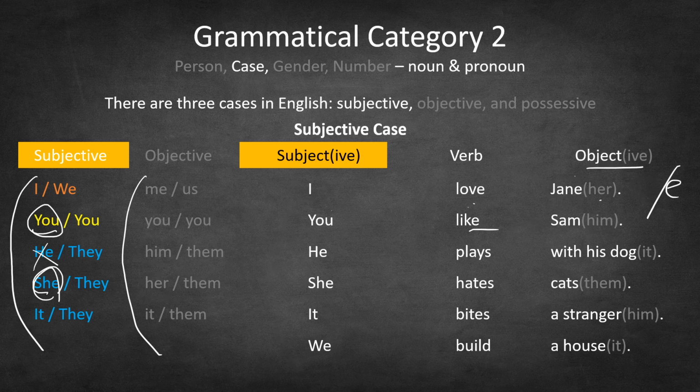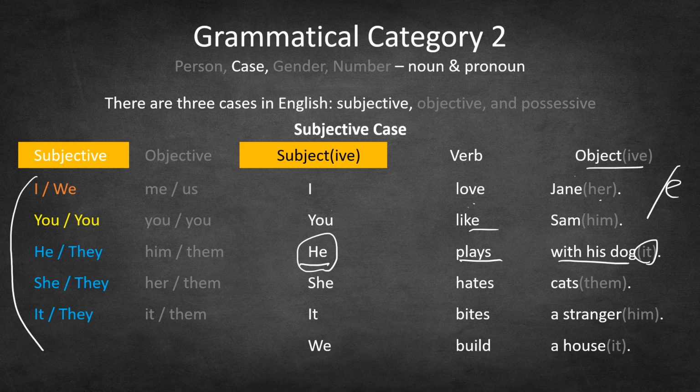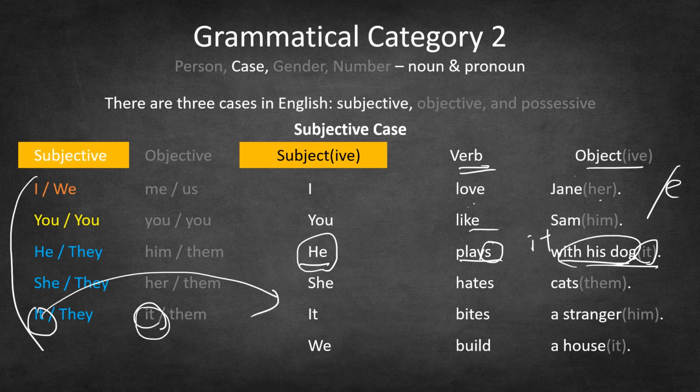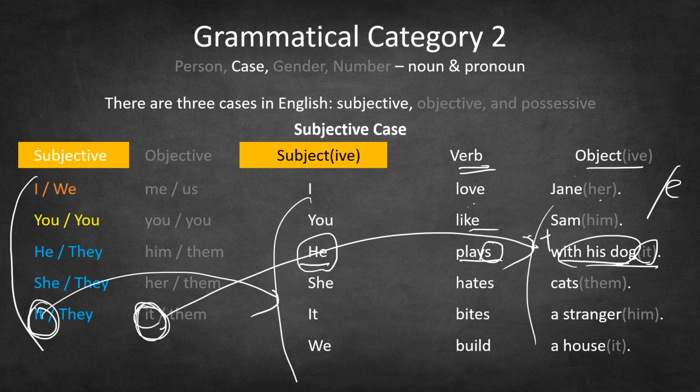Okay, the third one. He plays with his dog. Now, he is third person singular, so we put an S in the verb. He plays with his dog. His dog is it, so use this it here. This it has to come here because this is subjective and this is objective.